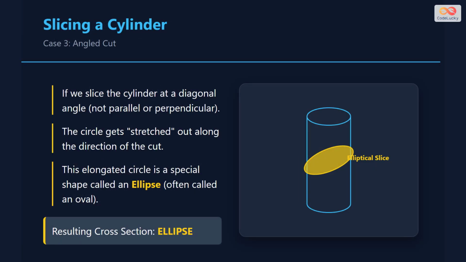Now let's cut the cylinder at an angle. We aren't cutting straight across or straight down. Instead, we slice diagonally. This stretches out the circular shape of the cylinder. The resulting cross-section is an elongated circle, known in geometry as an ellipse.